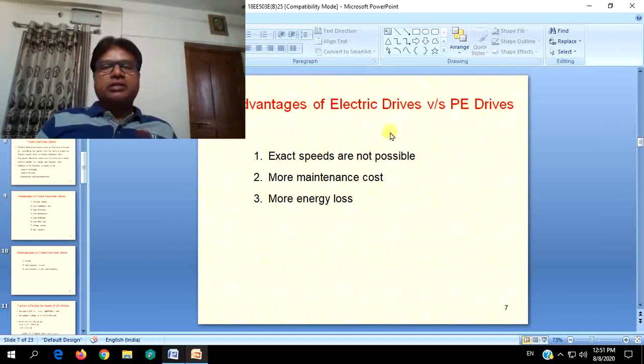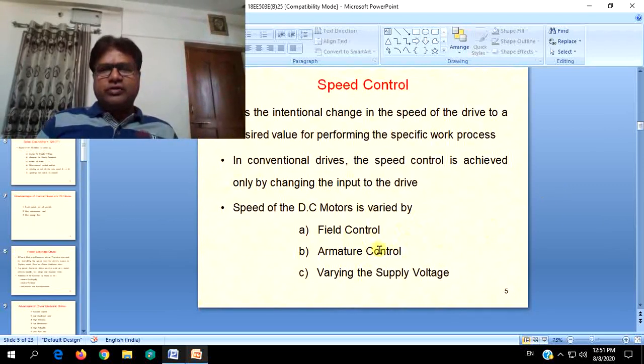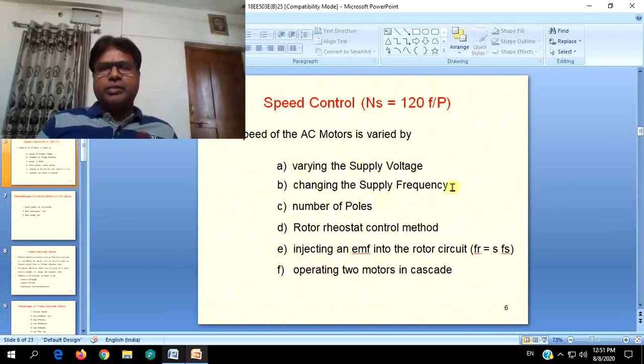And again, in comparison with PE drives, electric drives have more maintenance cost, and the energy loss in electric drives will be more. What are the electric drives? Electric drives employ DC motors and AC motors with speed control from electrical aspects, using electrical procedures like the ones we have discussed: field control, armature control, varying the supply voltage. In most of these speed control aspects, variable resistances or rheostats are used, across which there is a lot of loss.